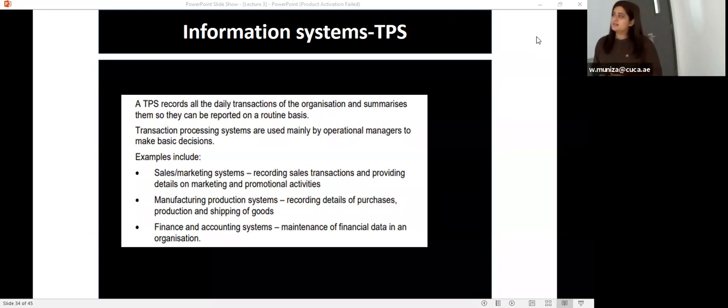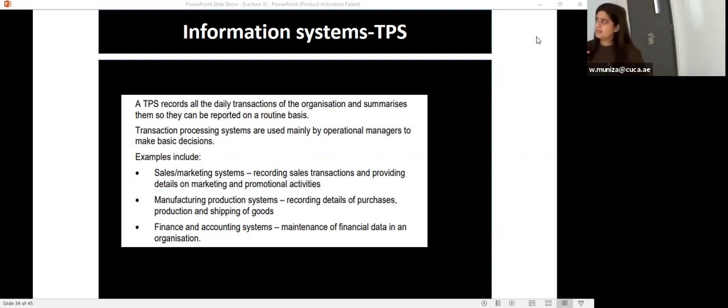So the transaction processing system records all the daily transactions of the organization and summarizes them into the next step, ultimately financial statements. They are summarized so that they can be reported on a routine basis, and whoever in the organization we want to give access to gets access to those transactions and can pursue their work.